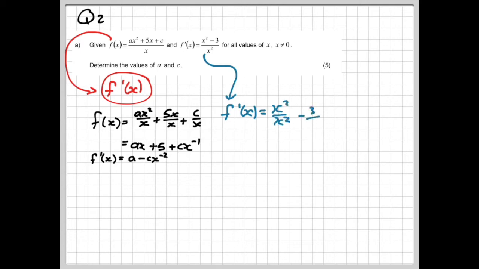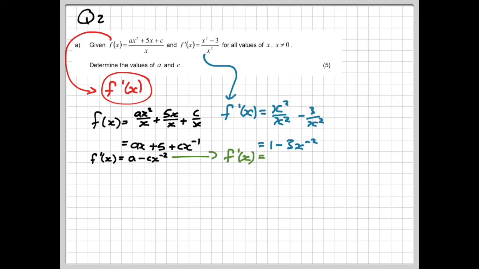So I'm going to take every one of those expressions at the top in the numerator and divide them by the x squared. So I've got x squared over x squared minus 3 over x squared. Dividing those away gives me 1 minus 3x to the negative 2. Well, how do these two expressions of derivatives compare? Let's have a look.